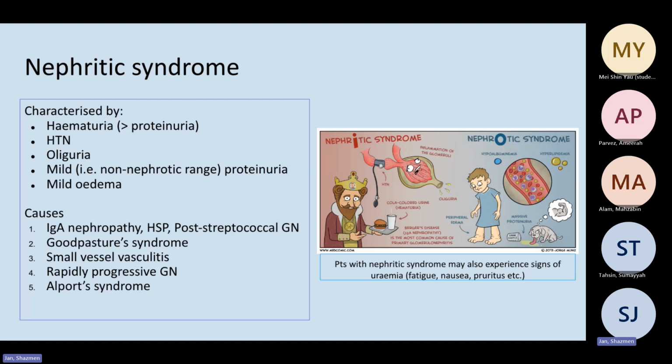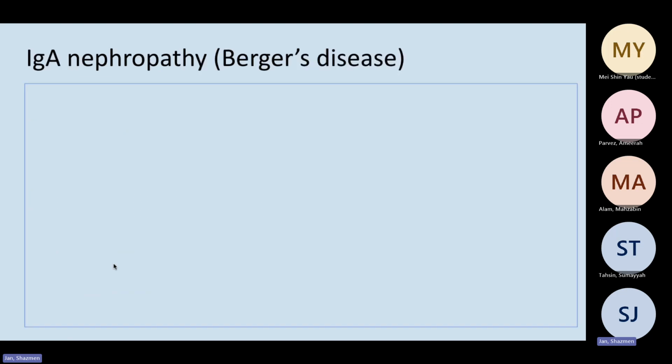Causes of nephritic syndrome include IgA nephropathy, HSP, which is Henoch-Schönlein purpura, I think that's how you pronounce it, post-streptococcal glomerulonephritis, Goodpasture's syndrome, small vessel vasculitis, rapidly progressive glomerulonephritis, and Alport syndrome. I'm going to be going through all of these in a bit, but as I said before, don't get too bogged down by all of these. Make sure that you just focus on the high-yield glomerulonephropathies.